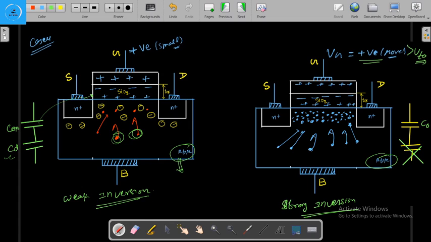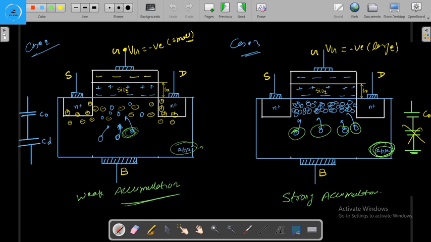So this is the small trick to remember this. Always see which type of substrate it is, p-type or n-type. What is coming here? If the opposite carrier is coming, then it is inversion, and if the same carrier is coming, then it is accumulation, right? So for a p-type substrate, if the electron is coming, then inversion. For a p-type substrate, if the hole is coming, then accumulation. For an n-type substrate, if the hole is coming, then inversion. And for an n-type substrate, if the electron is coming, then accumulation, right?